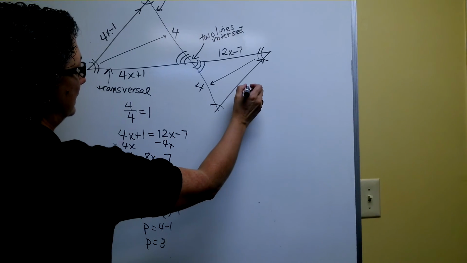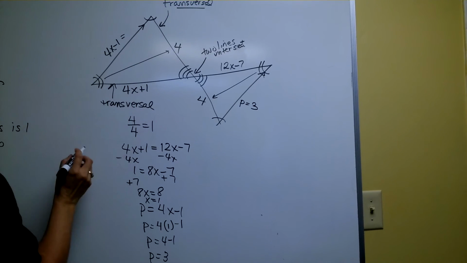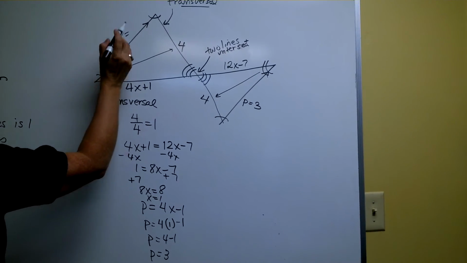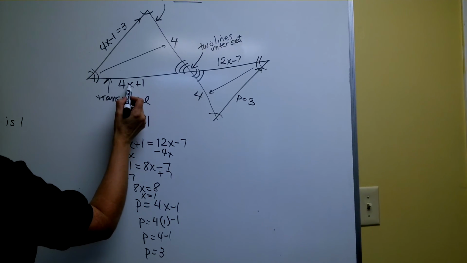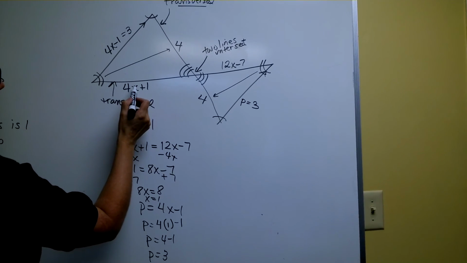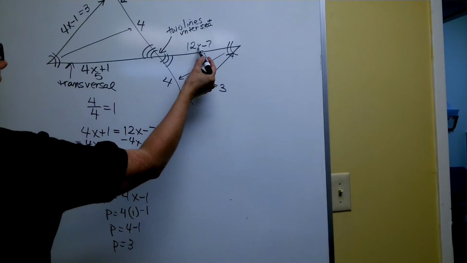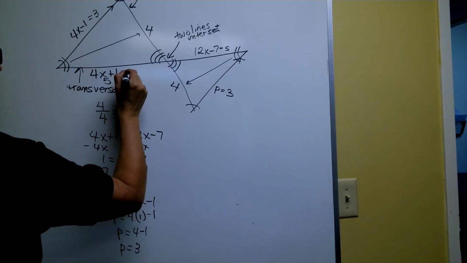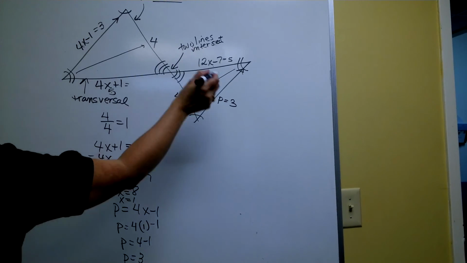Well, that means this side is 3. That means this side is 4 times 1 is 4, minus 1 is 3. That agrees. That means this side is 4 times 1, excuse me, is 4, plus 1 is 5. 12 times 1 is 12, minus 7 is 5. So we got two sides that are 5, two sides that are 4, two sides that are 3.